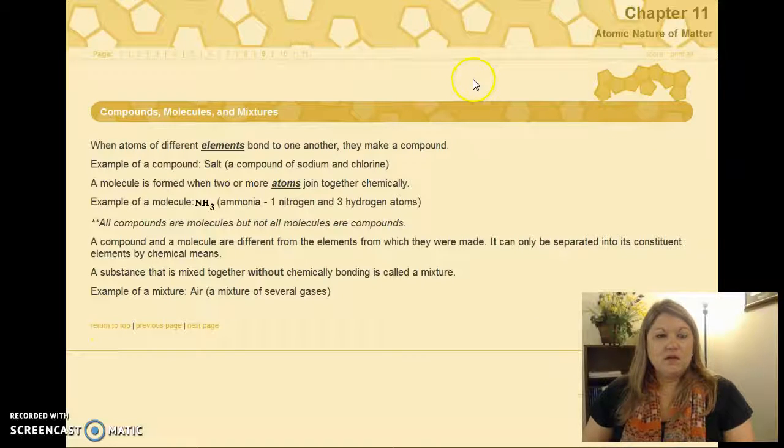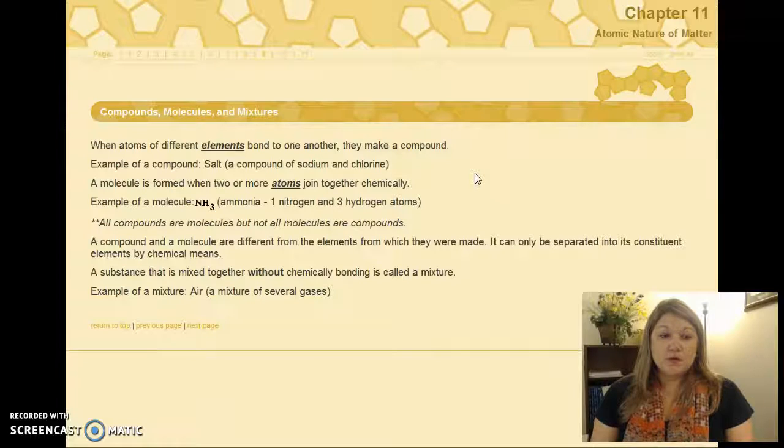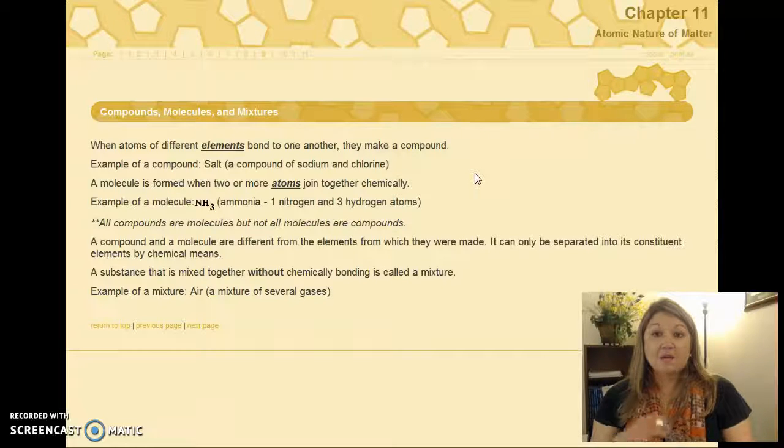Now we know that we have compounds, molecules, and mixtures. We have combinations of these elements that make up everything that we use day to day. When atoms of different elements bond, that's a compound. A perfect example is table salt, which is sodium and chlorine combined together. A molecule is formed when 2 or more atoms join together. That means it could be atoms of the same type or atoms of a different type.